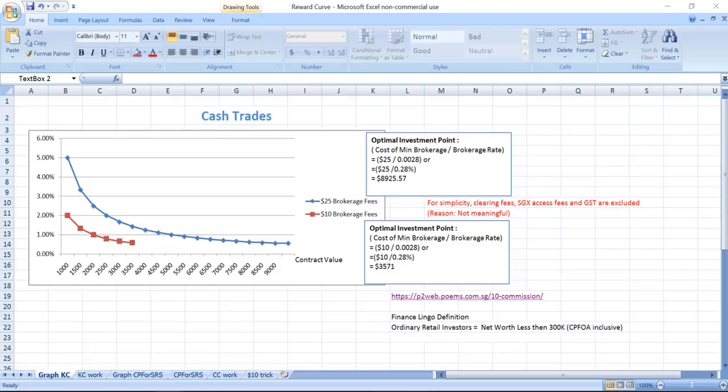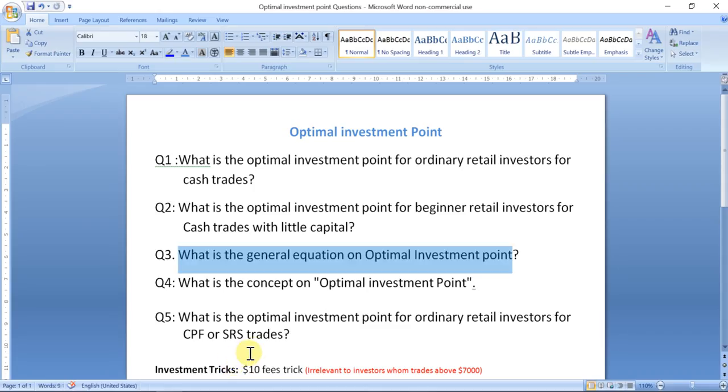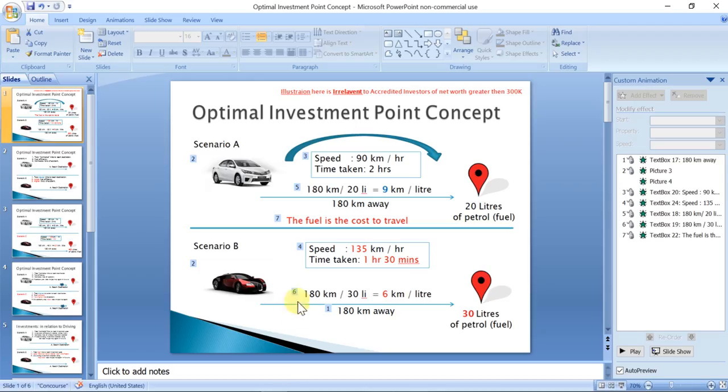We've come to question 4. What is the concept of optimal investment point? Well, I'll need to draw you to the presentation on driving a car. This is the concept I'm trying to illustrate.